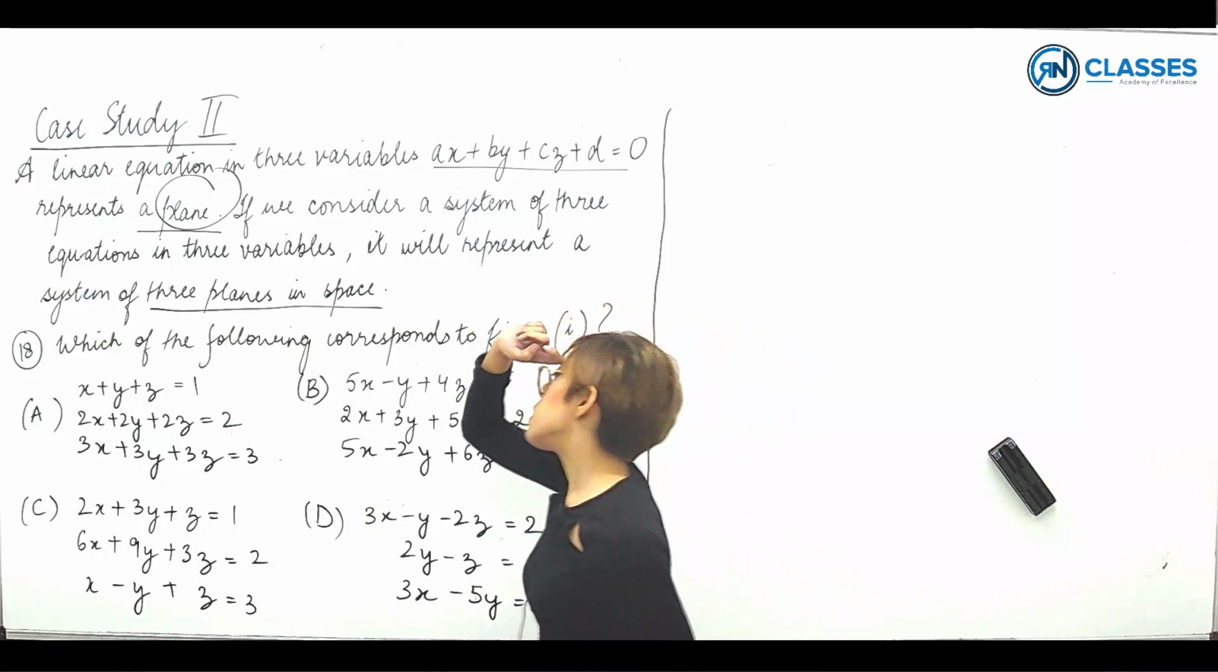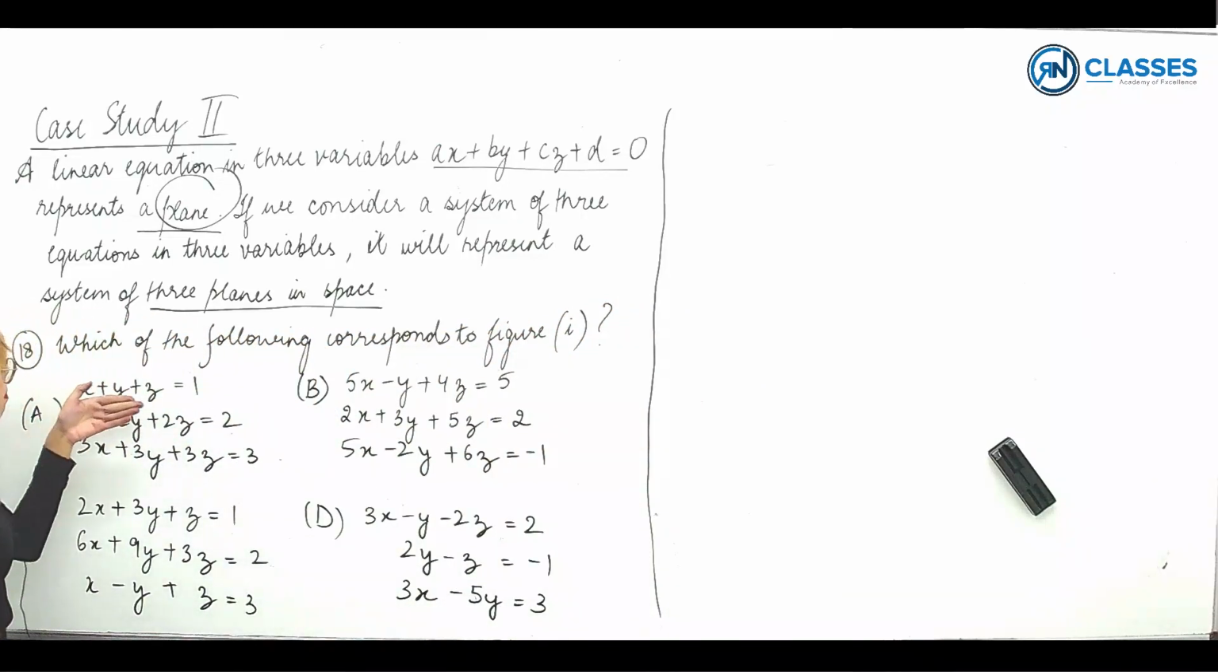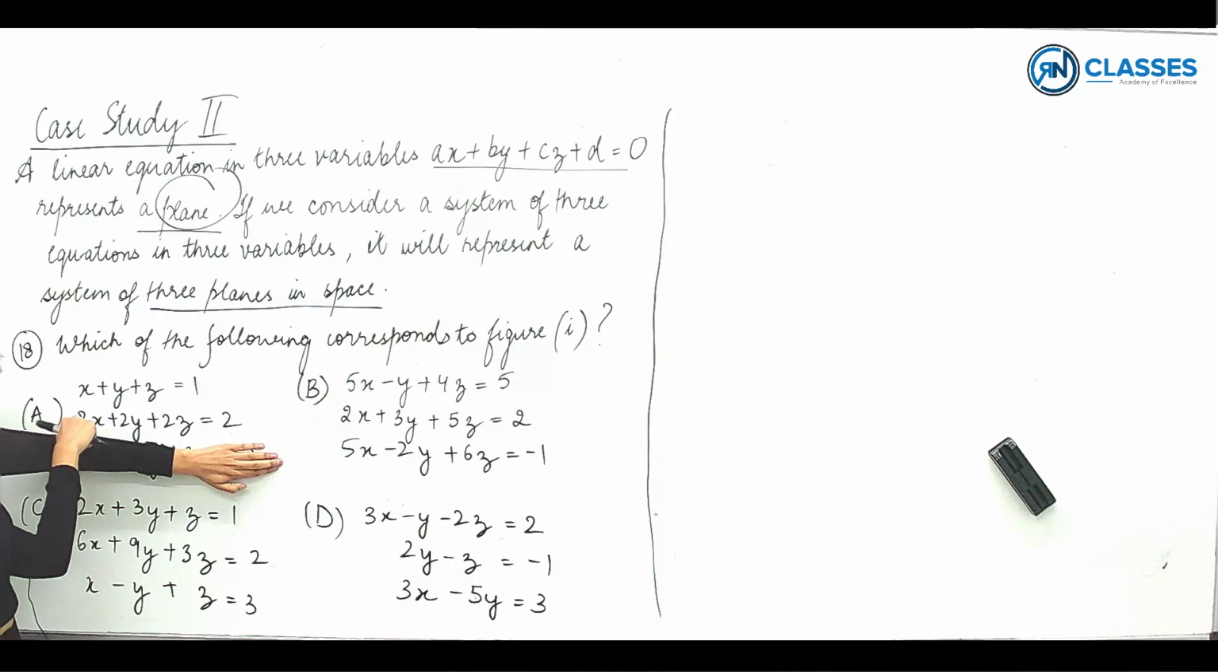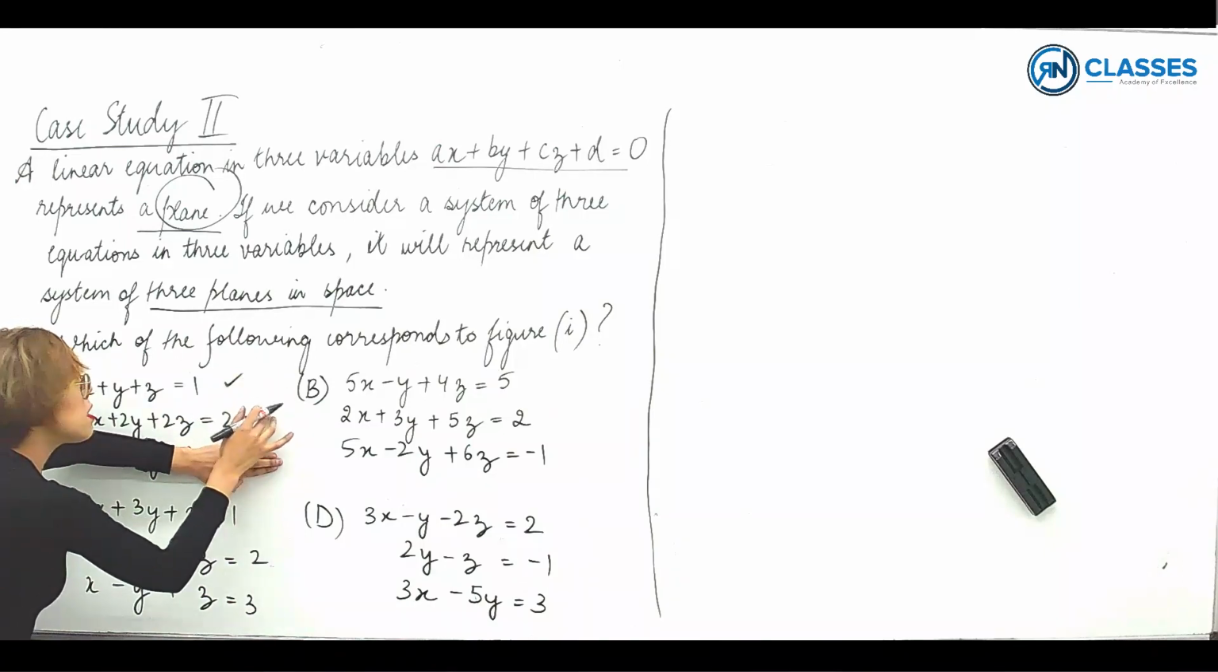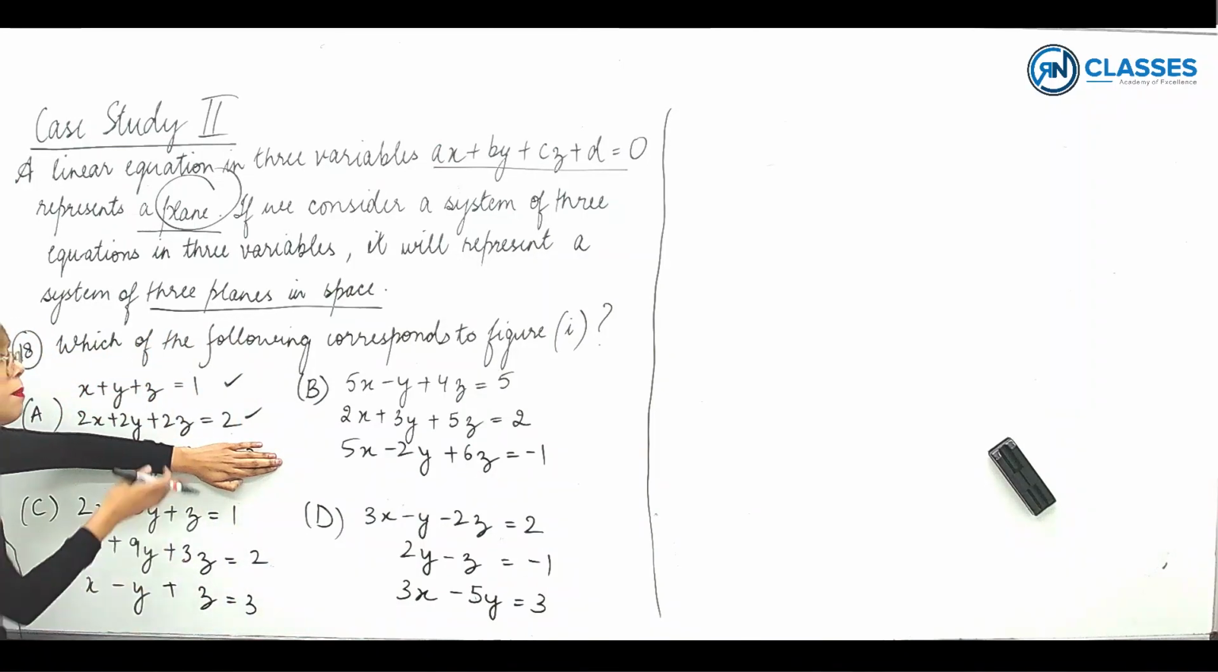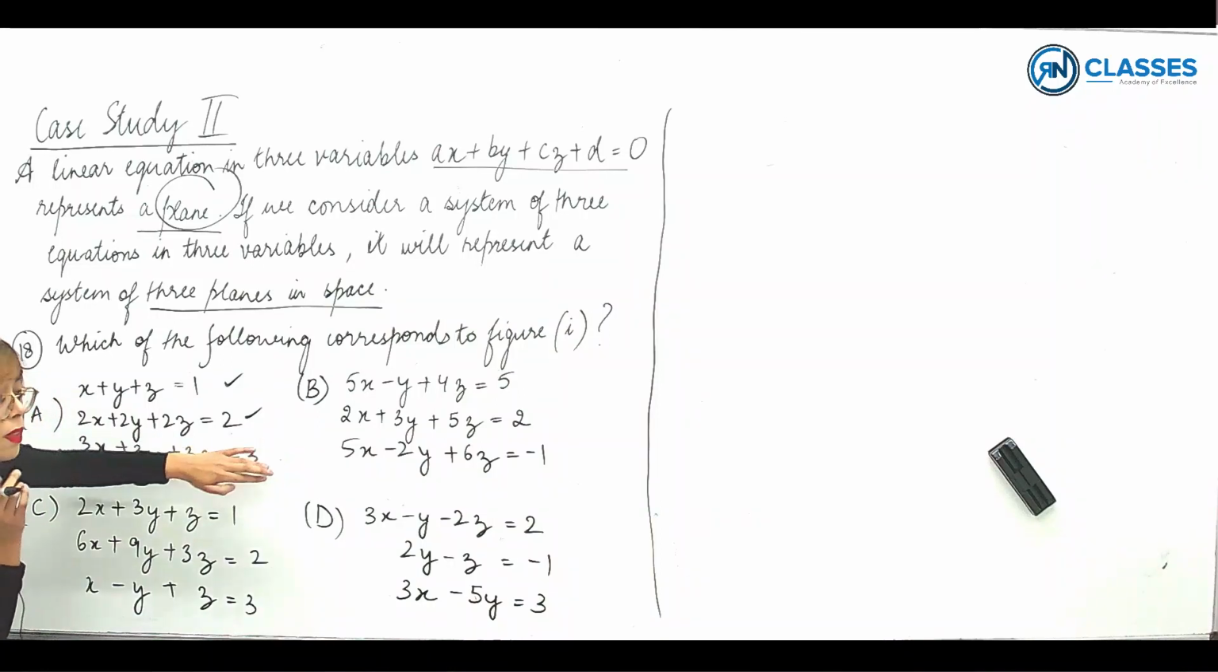Right? Now the first one, x plus y plus z equal to 1. And the second equation is 2x plus 2y plus 2z equal to 2. Now if you look carefully, this equation is nothing but the same equation, just multiplied by 2. So basically these two equations are same. That the planes must be what? Must be coincident. Right? Okay.